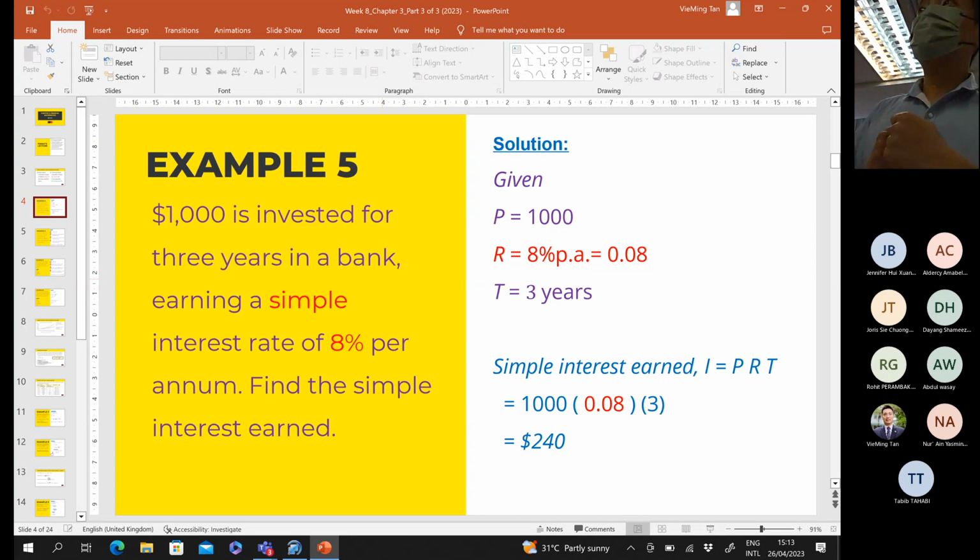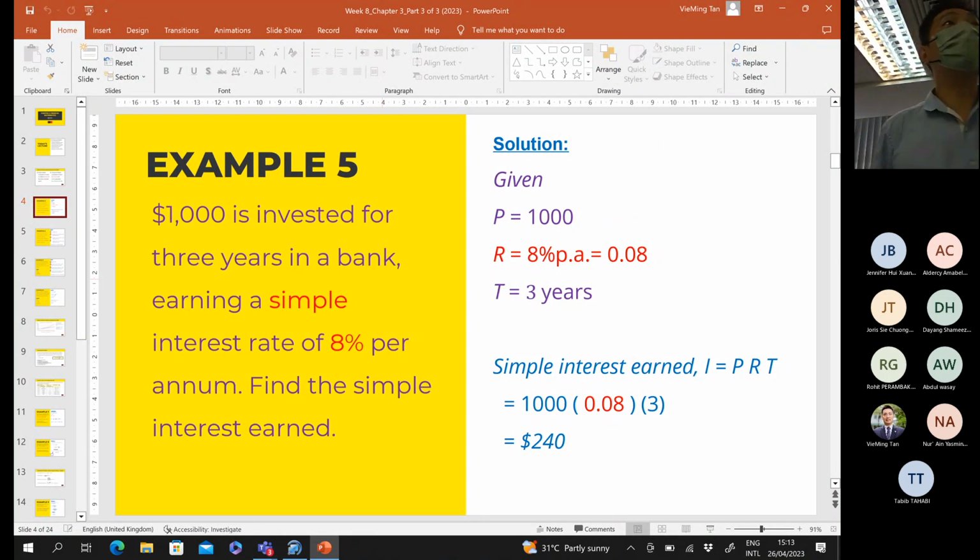3 years. Because the unit of measurement for duration is already in years, we just put T is equal to 3, right? And then the simple interest rate is 8%. 8% means 0.08. So bear in mind when we do the calculation, for R you must convert the percentage into a decimal number. This question is looking for I.